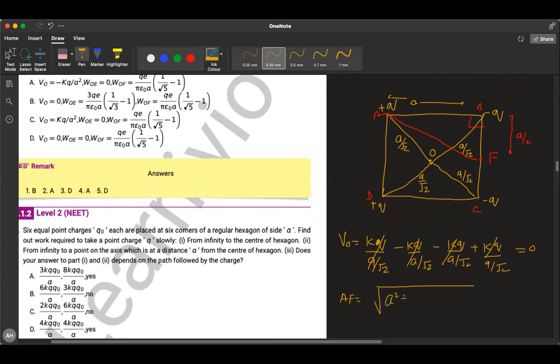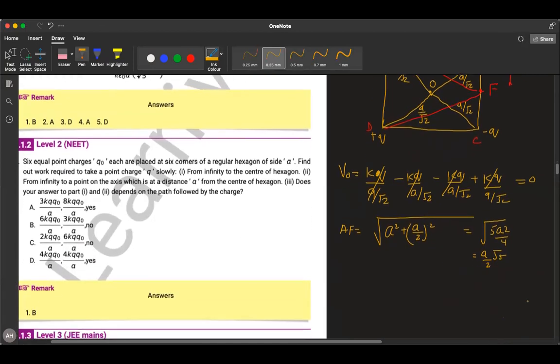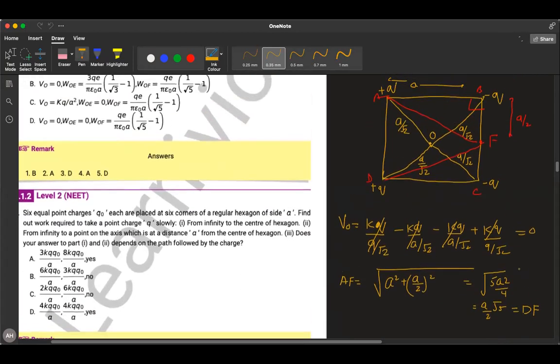This is A square plus A by 2 whole square, so this is A square plus A square by 4. How much is this? It will be 5 A square by 4, or you can say this is A by 2 root 5. Similarly, you can also calculate DF, which is A by 2 root 5.